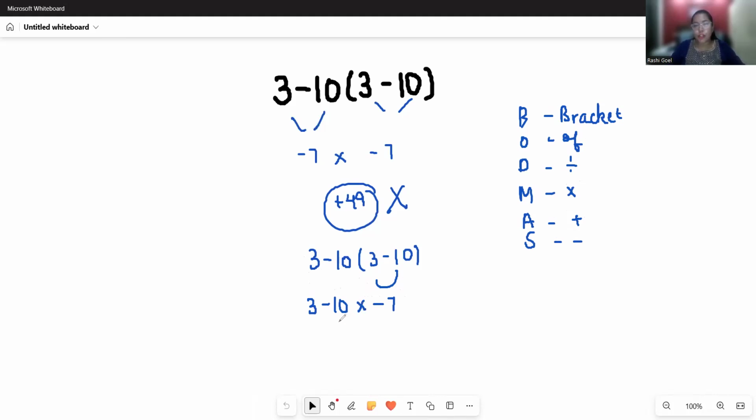Now we have two operations, subtraction and multiplication. So we have to give priority to multiplication over subtraction. So 10 times 7 is 70, and negative times negative is positive. So what is the final answer? 73.